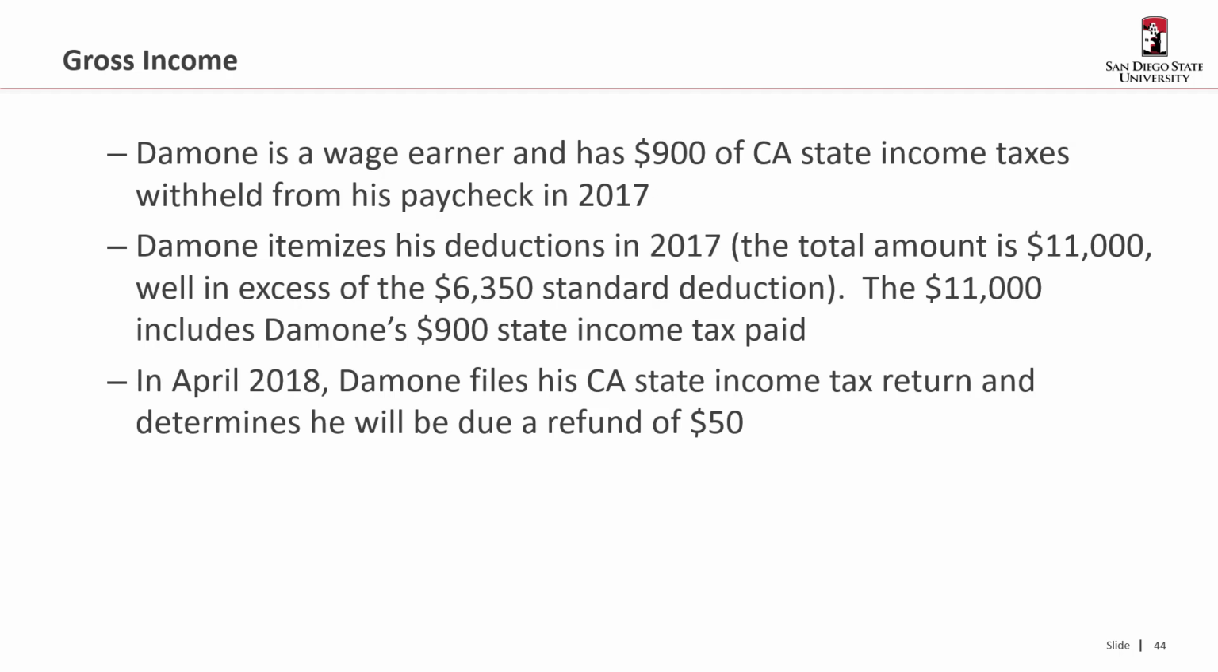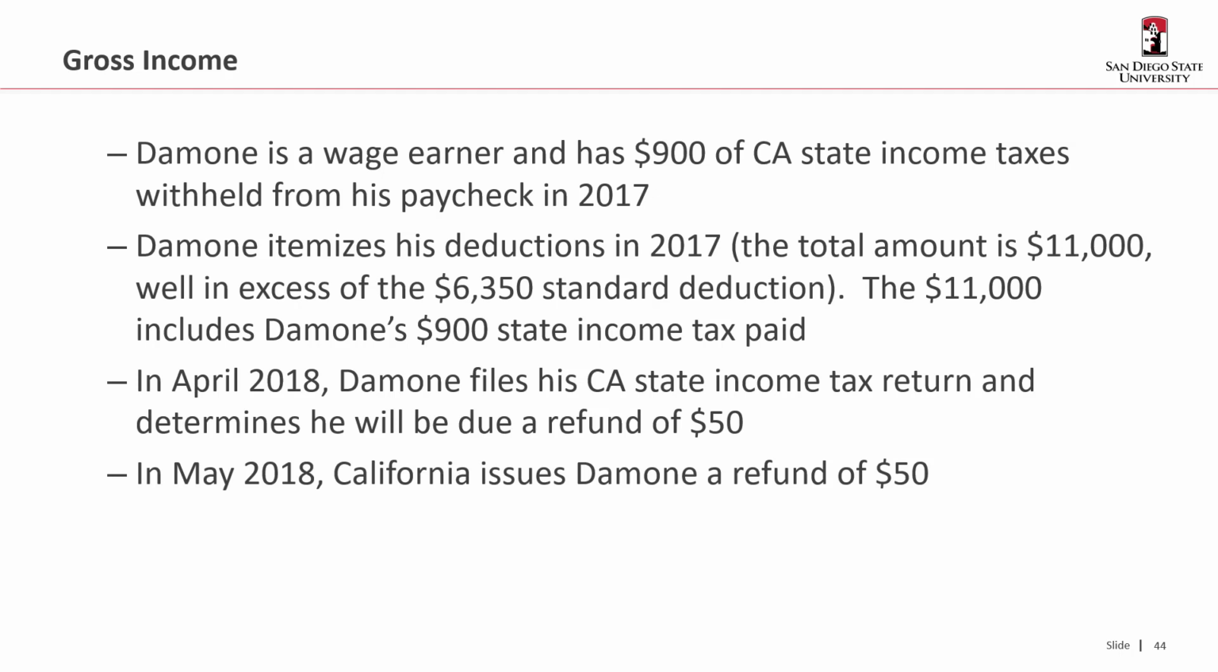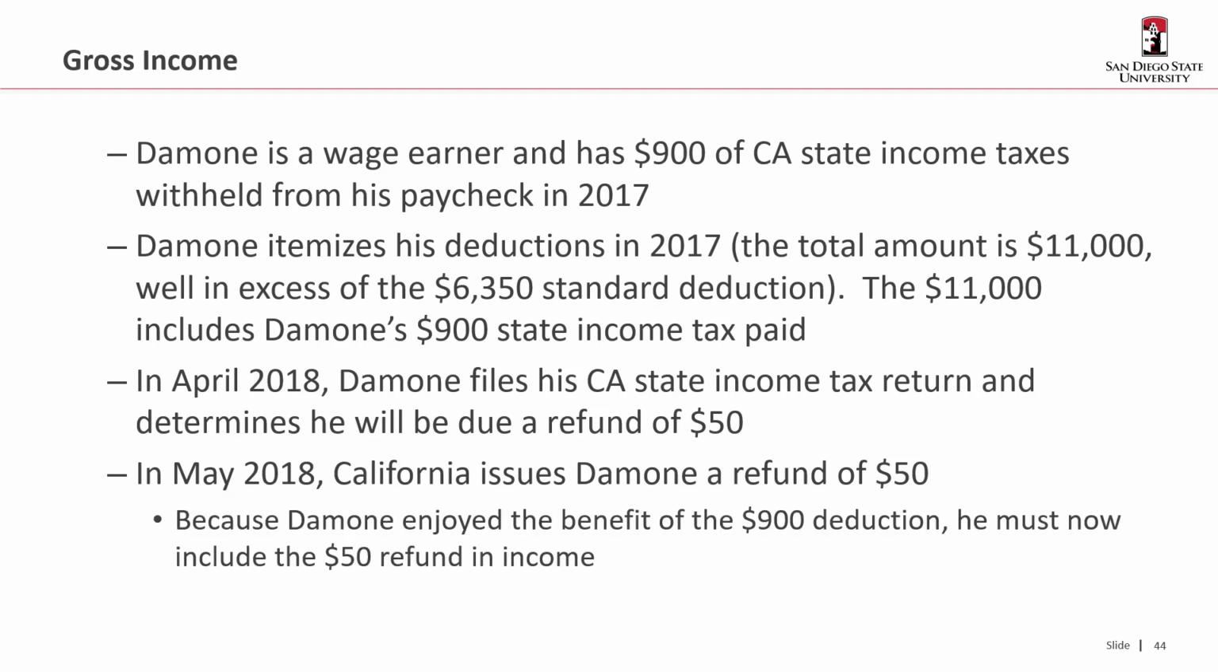On the contrary, the state of California is going to send Damone a 1099-G, which is a statement of government payments. That's going to come in early 2019 when he's getting ready to file his 2018 taxes, because he received that $50. Since he deducted $900 last year, he should have only deducted $850. That $50 is income to Damone. So as a result, he needs to report that $50 as income. That is another form of gross income. And there's actually a line on, I want to say Schedule 1, where you report that.